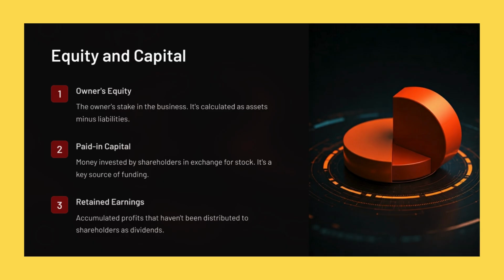Equity and capital. Owner's equity: the owner's stake in the business. It's calculated as assets minus liabilities. Paid-in capital: money invested by shareholders in exchange for stock. It's a key source of funding. Retained earnings: accumulated profits that haven't been distributed to shareholders as dividends.